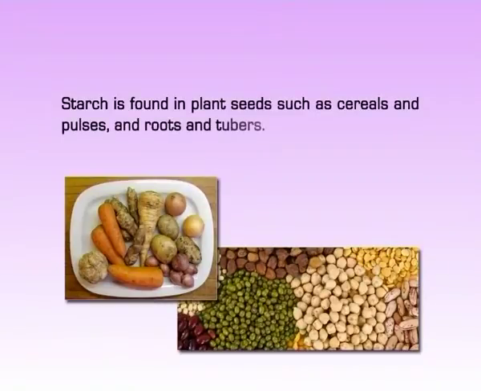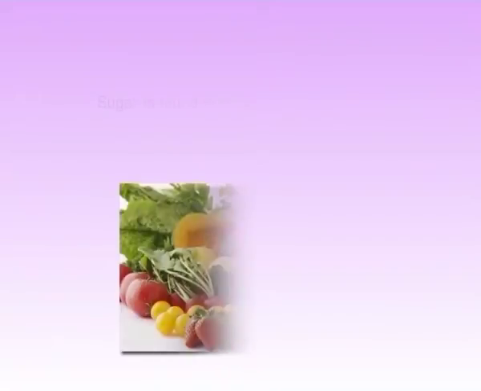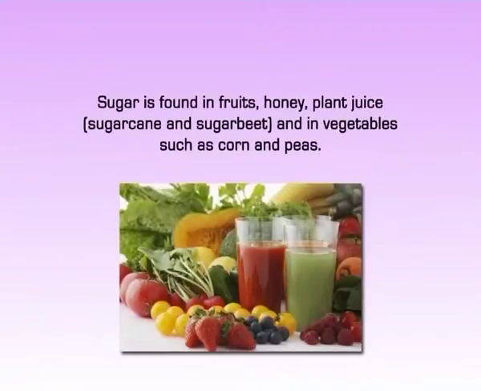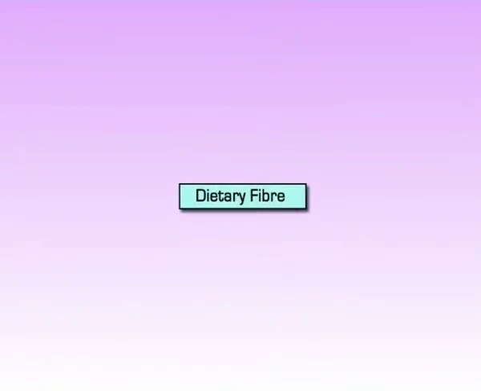Now, food sources of carbohydrates. The main sources of carbohydrates in the diet are starch and sugar. Starch is found in plant seeds such as cereals and pulses, and roots and tubers. Sugar is found in fruits, honey, plant juice such as sugarcane and sugar beet, and in vegetables such as corn and peas.